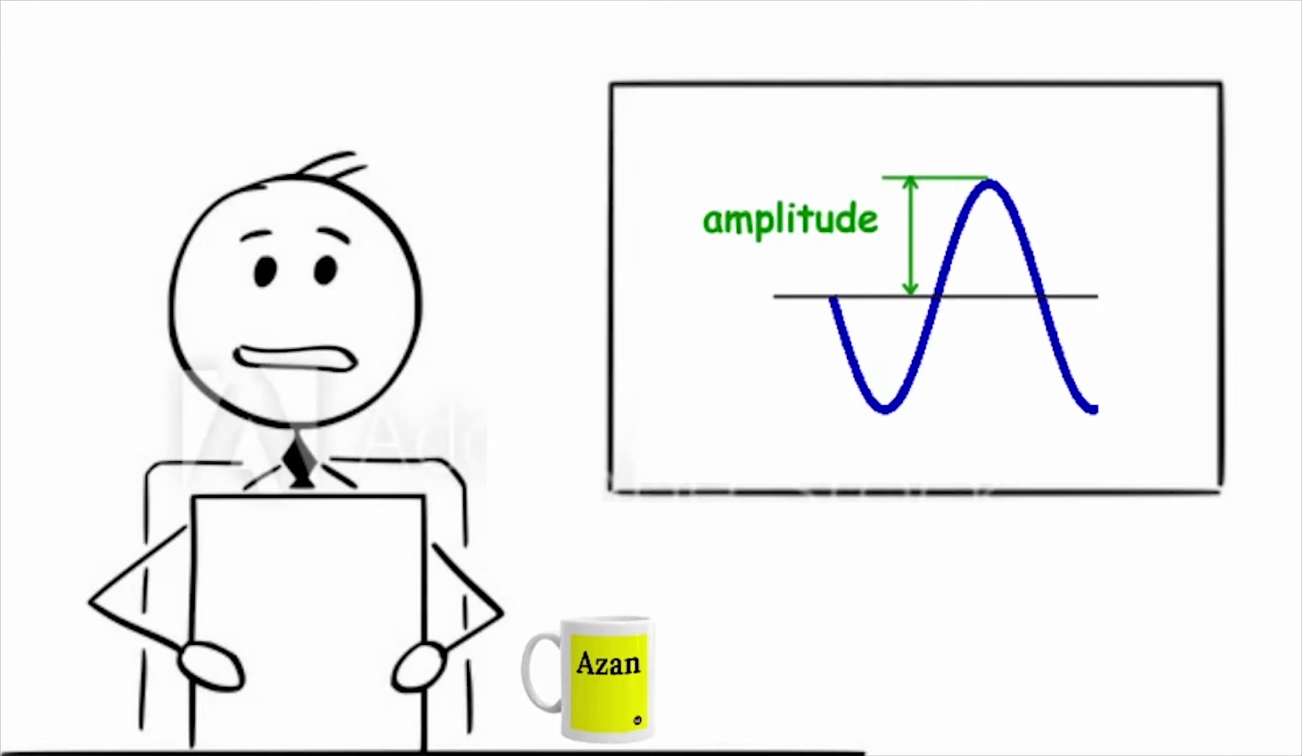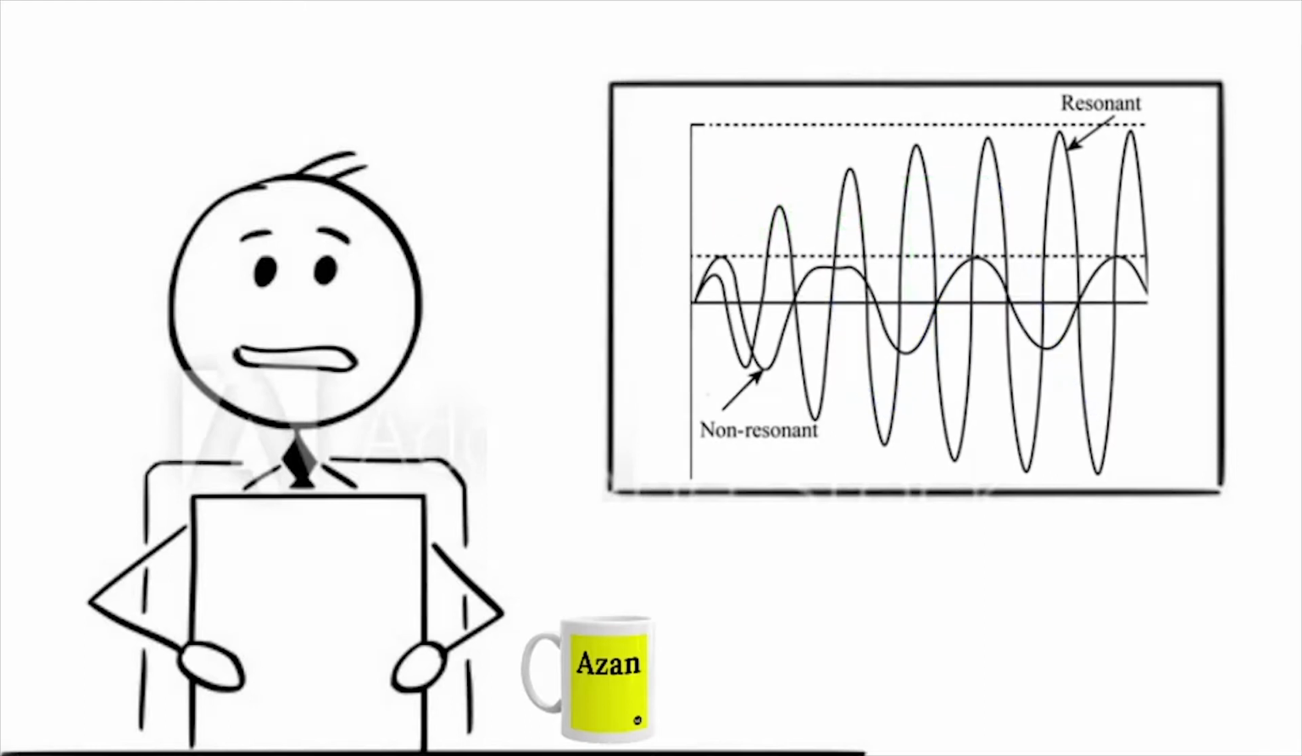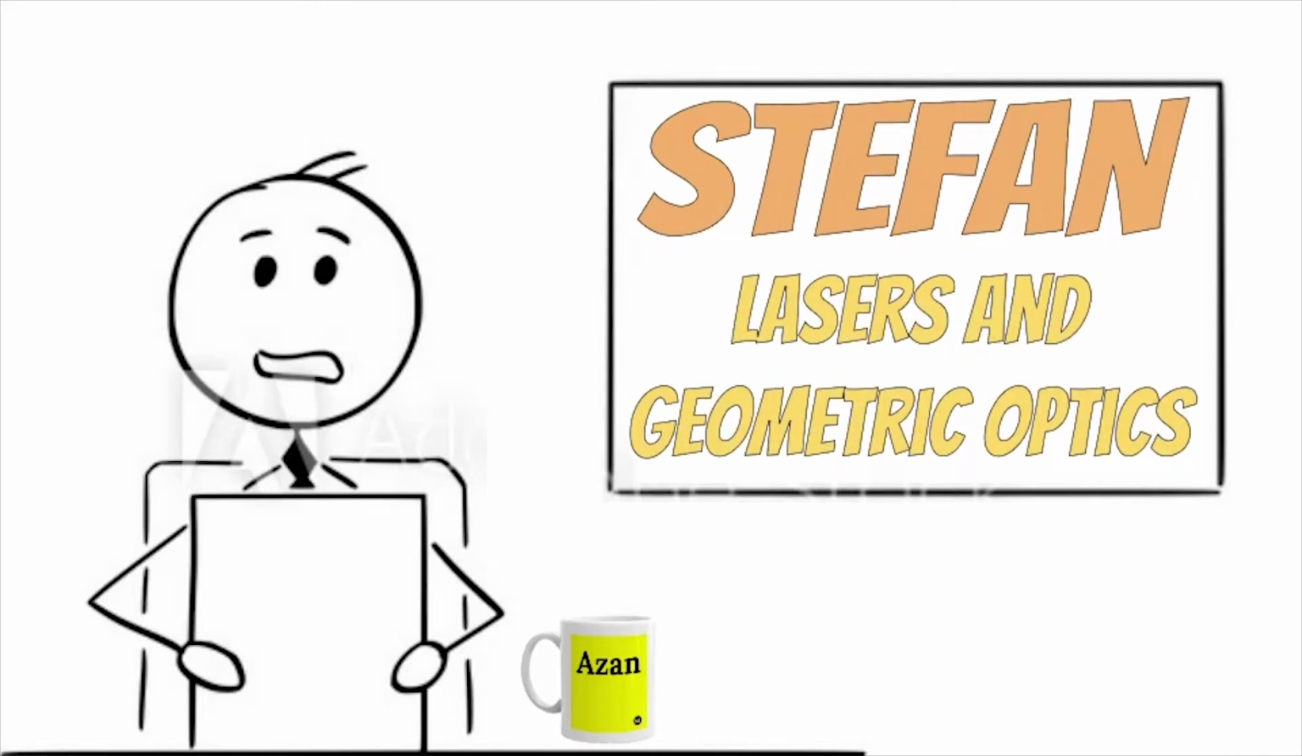Resonance describes the phenomenon of increased amplitude that happens when the frequency of a force on an object is in tune with the natural oscillation frequency of that object, otherwise known as that object's resonant frequency. And now, I'll hand it over to Stefan, who will explain to you lasers and geometric optics.